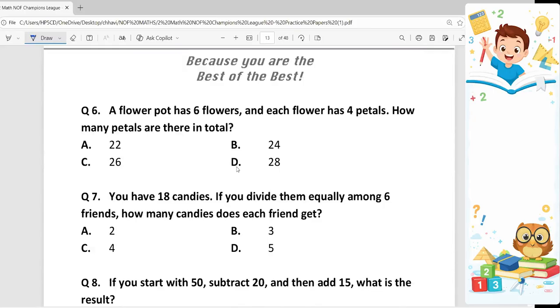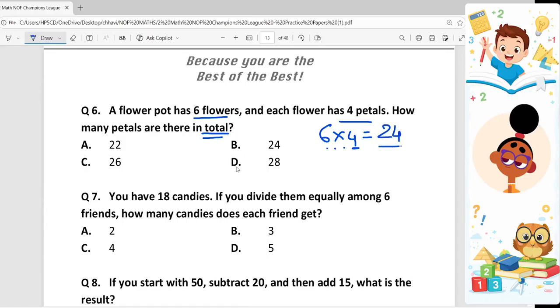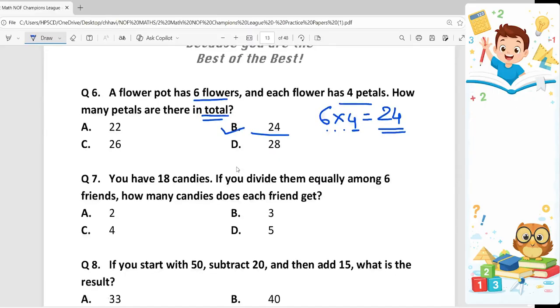Sixth one. A flower pot has 6 flowers and each flower has 4 petals. How many petals are there in total? We have to find the total petals over here. So we'll multiply 6 by 4 to get the total petals. Now 6 1s are 6, 6 2s are 12, 6 3s are 18, and 6 4s are 24. So we have 24 petals in total, and that is option B.